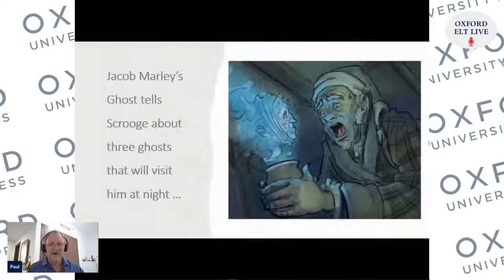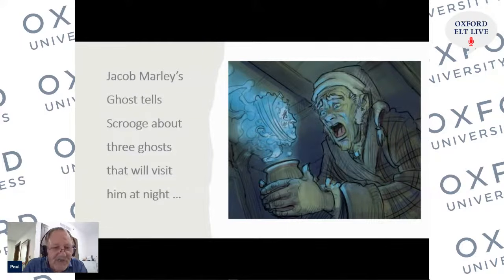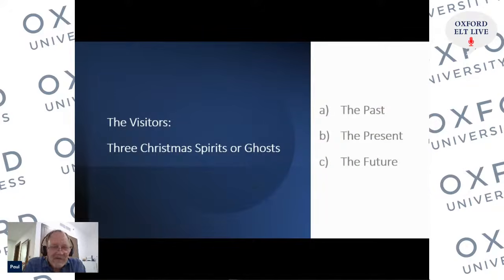Well, Jacob Marley's ghost has visited him and told him about the 3 ghosts that will visit him at night. Let's have a look at these ghosts. The 3 ghosts in our story are spirits of Christmas, or ghosts, same word, spirit or ghost. And they represent the past, the present, and the future.